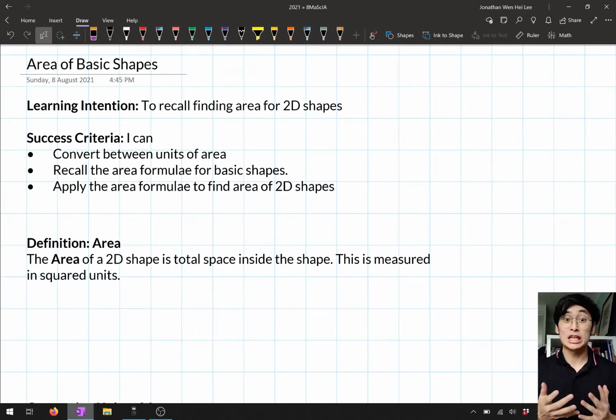In today's lesson we're continuing with our topic of measurement, and we're looking at the area of basic shapes. By the end of today's lesson we want to be able to recall finding the area of 2D shapes, and three things we want to be able to do are convert between units of area, recall the area formula for basic shapes, and apply the area formula for finding the area of 2D shapes. So let's get into it.